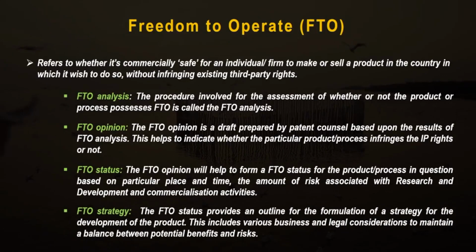The next one is FTO strategy. The FTO status now provides an outline for the formulation of a strategy for the development of the product. That means after you know the status of that particular product, now you can plan a strategy on how to go about that particular product. This includes various business and legal considerations to maintain a balance between the potential benefits and risk. Up till now you are aware of the benefits and the risks associated with this particular product if you launch it, so now you plan your strategy based upon these results on how to go about it.